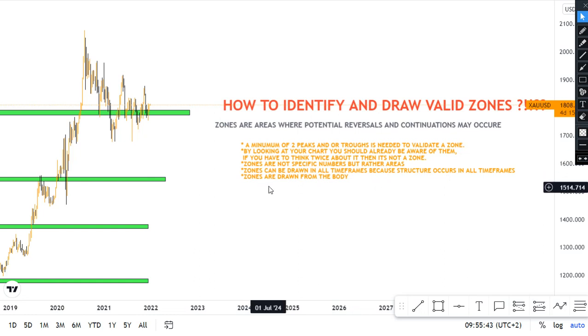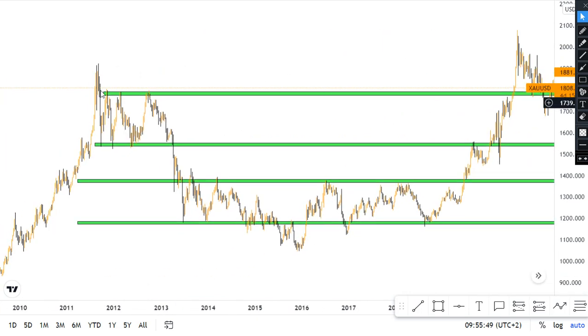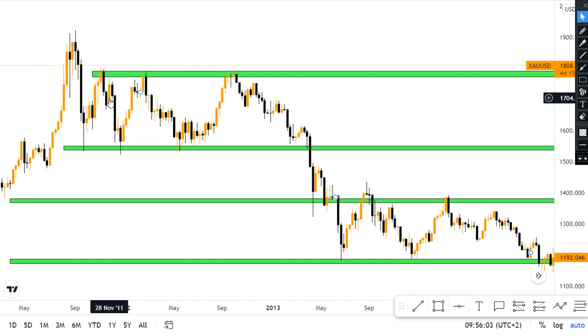Then I say zones are drawn from the bodies, and this again is only true for me. That's how I prefer to draw my zones, unless I find that there is an area where price has wicked twice, then I can identify that as a zone. So you see how I drew this from the body and it was a valid zone.